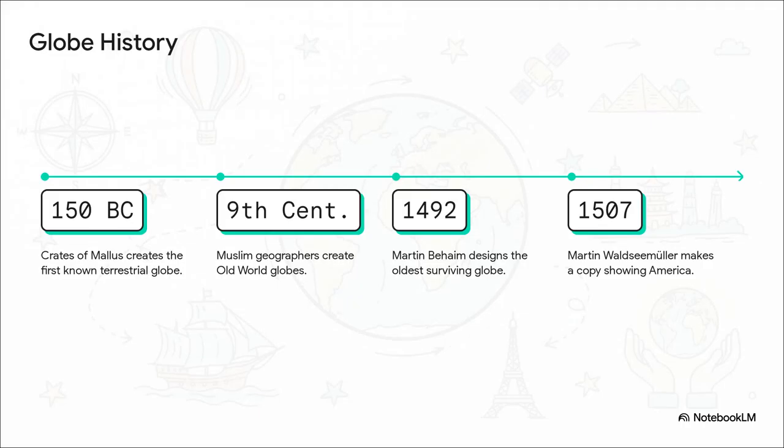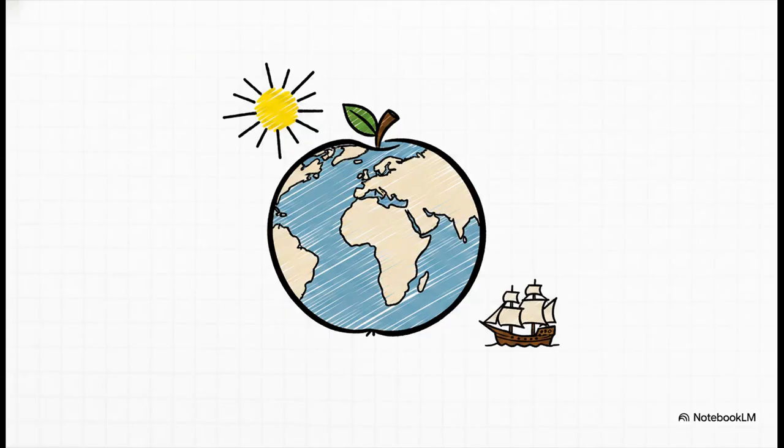You know, globes are essentially historical snapshots of how we viewed the world at any given time. Starting way back around 1500 BC, the Greek philosopher Crates of Mallus created the very first known terrestrial globe. Fast forward to the 9th century AD, Muslim geographers under Al-Mamun crafted these highly detailed globes of the Old World. Then, in 1492, a German navigator named Martin Behaim designed the oldest terrestrial globe that still survives today. And just 15 years later, in 1507, Martin Waldseemüller created a globe that for the very first time actually showed the Americas.